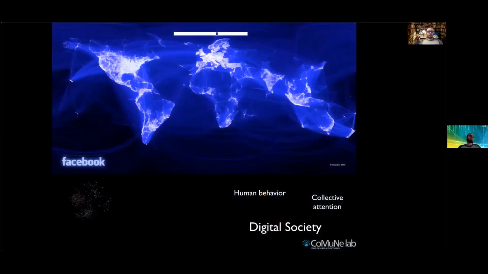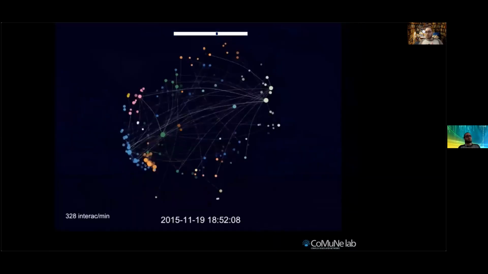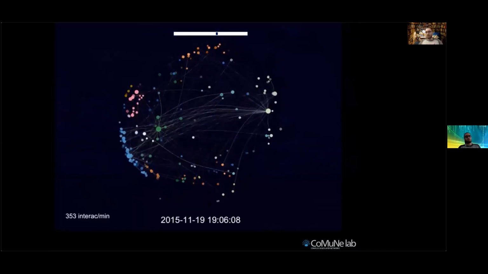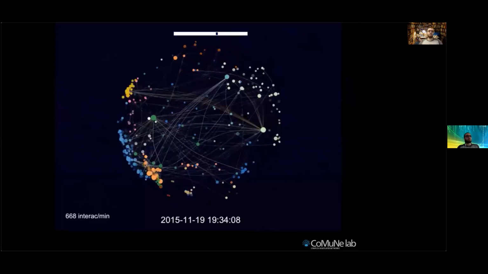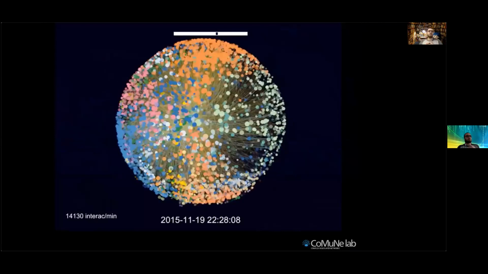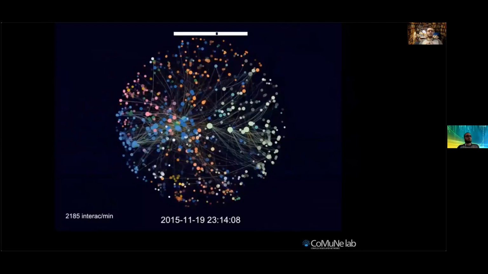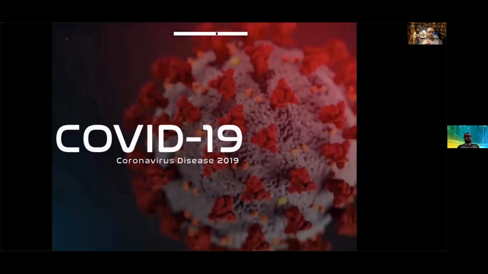And as a last application, let me go to the digital domain, where we have online social networks. In this representation, each node, each point, is a user on Twitter. Links are social interactions, and this is real data collected during a real event. And let's go straight to COVID, to the case of COVID-19.